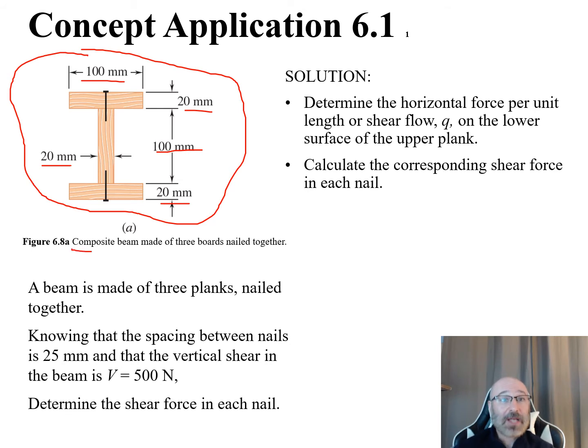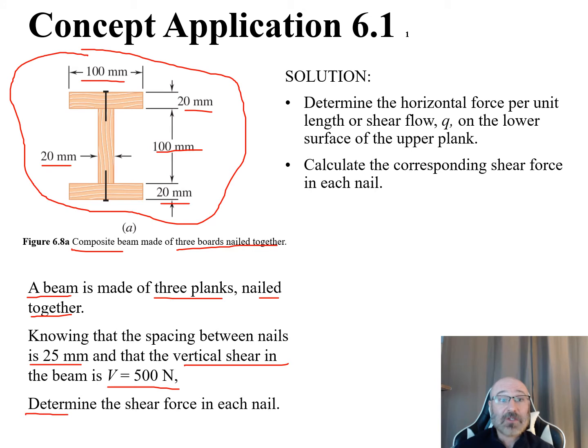So this is a composite beam made of 3 boards nailed together, and we write that out right here. Now we know the spacing between these nails from the problem statement. This is given to us as 25 millimeters, and we know that the vertical shear in the beam is given to us as V equals 500 newtons. Again, these are all things that we're going to want to include in that setup section under our givens for this problem.